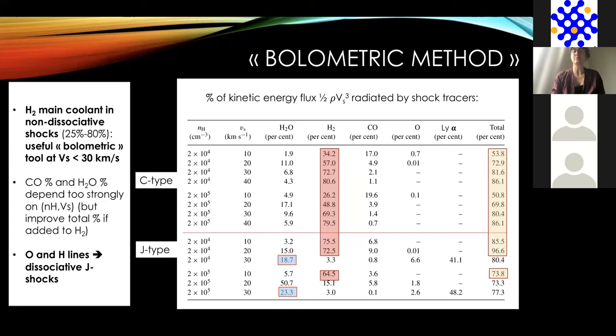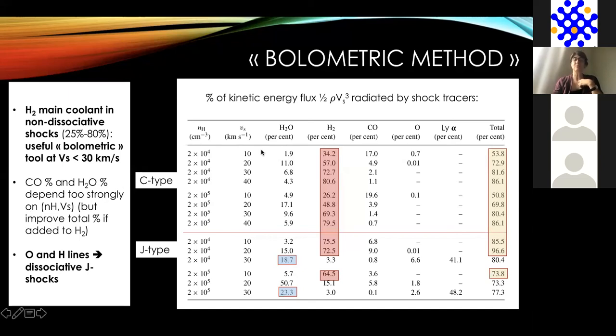I'm going to briefly mention another technique to model shocks, not to get the detailed shock parameters like the density and velocity I showed you before, but just to get an idea of the global feedback on the cloud. Some people call it the bolometric method. The idea is that if we can find a tracer that is the main coolant of the shock and radiates most of the kinetic energy flux, then we don't need to know exactly the density or velocity of the shock. We just need to measure the luminosity of that tracer, and then we get the flux of kinetic energy into the shock. And that's what we want to have.